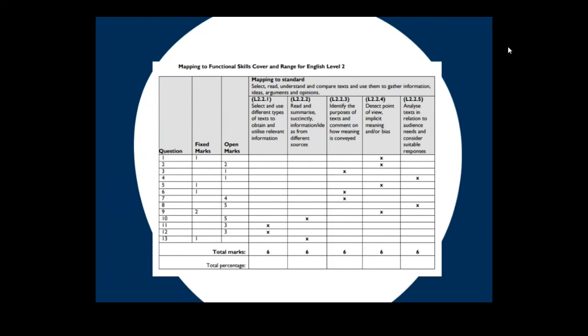This table shows the way that the functional skills coverage at level 2 is mapped. As you can see, there are 13 questions in total, and they cover coverage and range. In total, each element gets 6 marks, and this could be through 2 questions or 4 questions, depending on how the exam is structured.